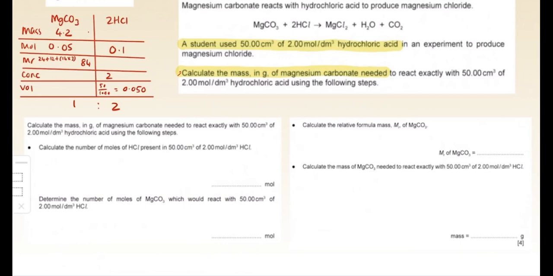So now we can put everything that we need straight into the question because it's all in our table. So calculate the number of moles of hydrochloric acid present. Well, that is 0.1 moles. Calculate the number of moles of magnesium carbonate, 0.05 moles. Calculate the relative formula mass of magnesium carbonate, 84. Calculate the mass of magnesium carbonate needed to completely react, 4.2 grams. And that's that. That's all you need to do.